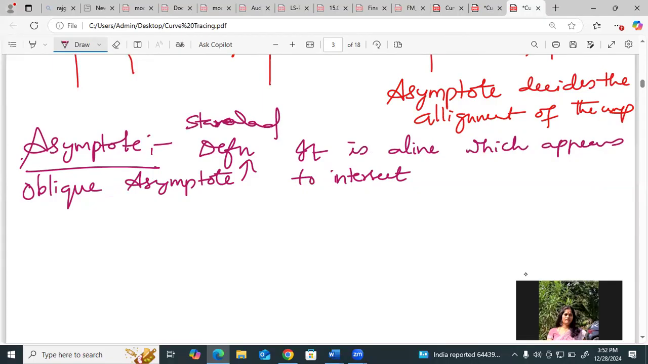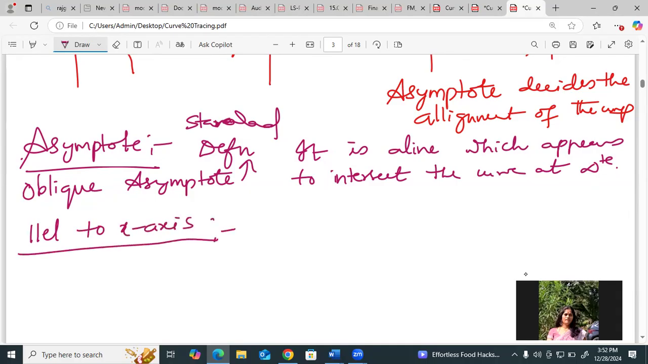Standard definition of an asymptote, which appears to intersect the curve at infinity. All of us know this from our basic foundation classes. Now, how do I find an asymptote parallel to an axis? There are different types of asymptotes, by the way, or three types we'll be discussing here. First, the asymptote parallel to the x-axis.